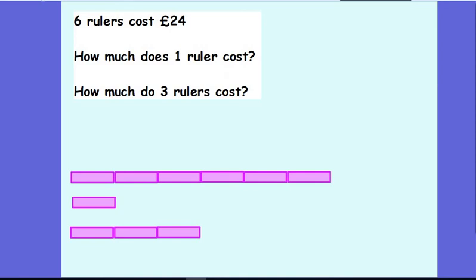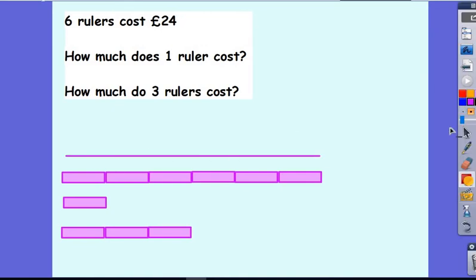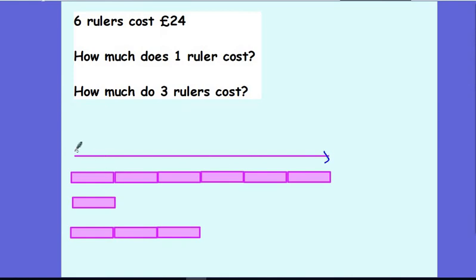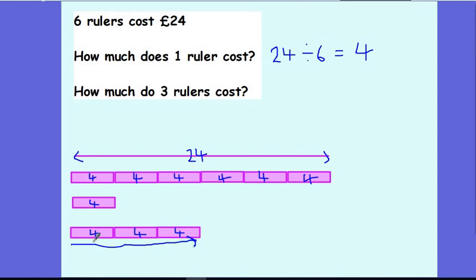Okay, let's go through the answer. So this time we know that 6 rulers all the way across here costs us 24. So 1 ruler is going to be 24 divided by 6, which is what, Angel? 4, lovely. So this time each of these rulers is going to cost me 4. So Ava, if each ruler costs 4, how much does 3 rulers cost? Excellent, 4 plus 4 plus 4, 3 rulers, is going to cost £12.